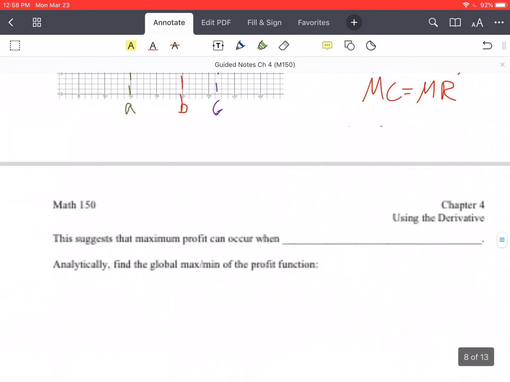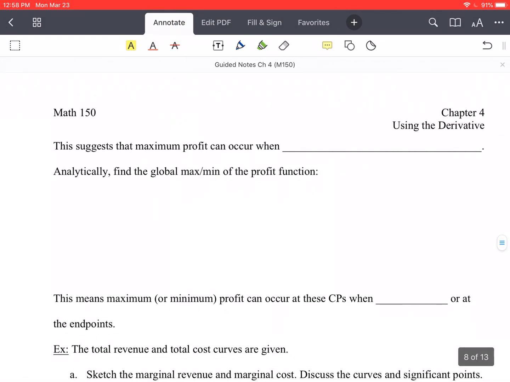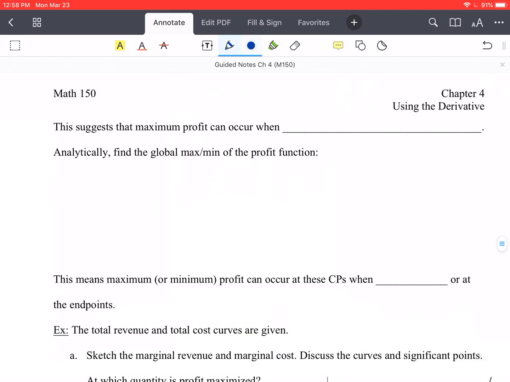So we can actually verify this. Like I just mentioned, this suggests maximum profit can occur when marginal cost equals marginal revenue.